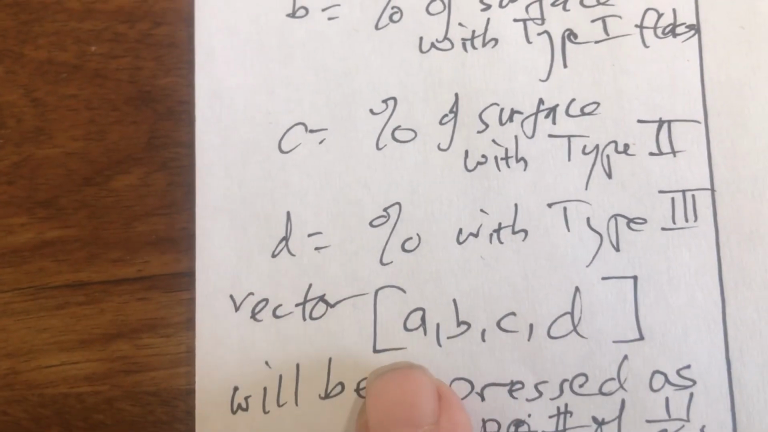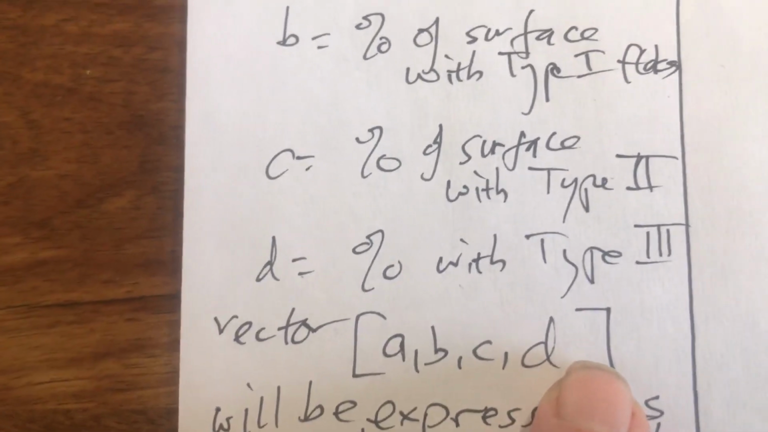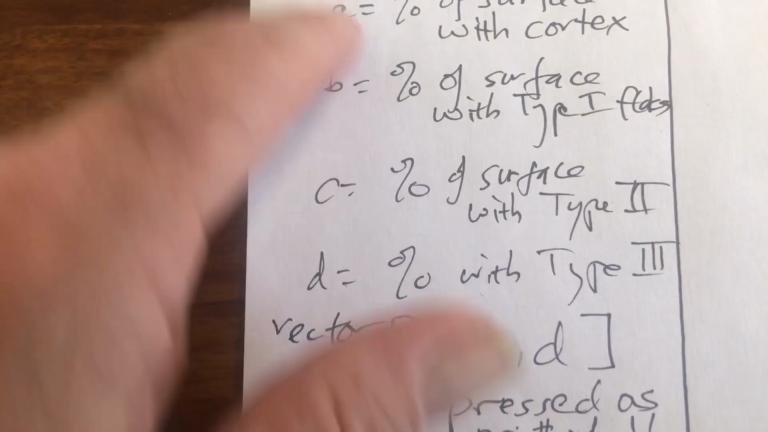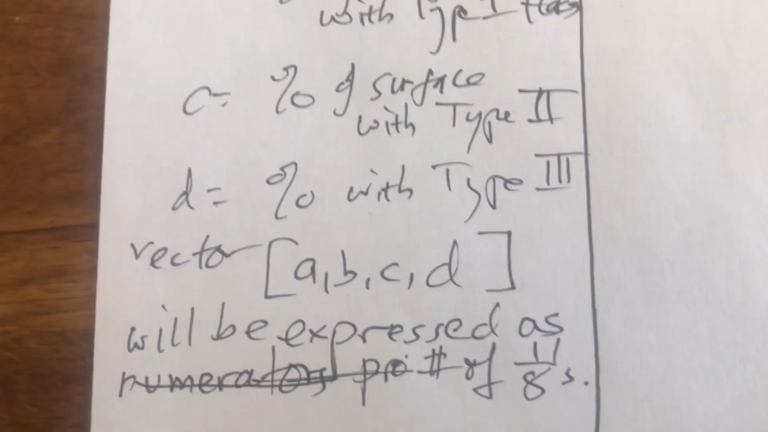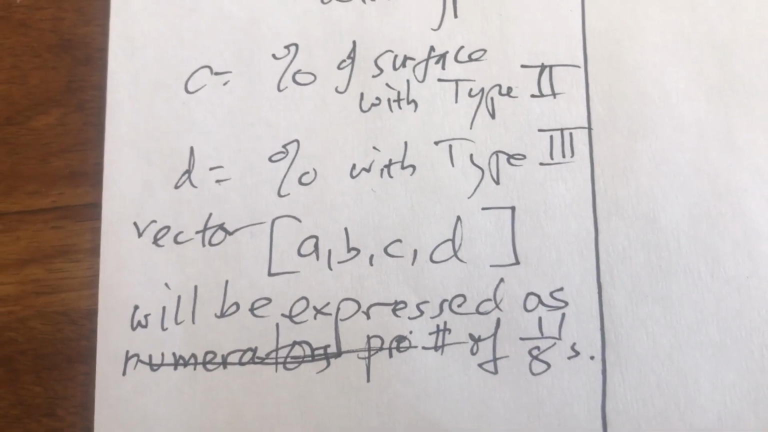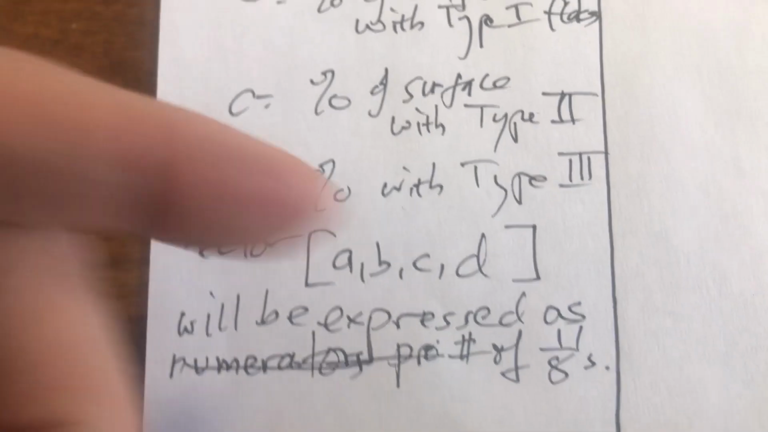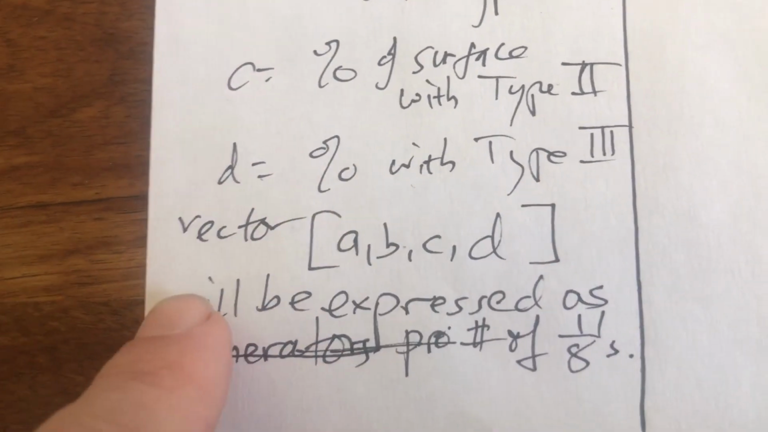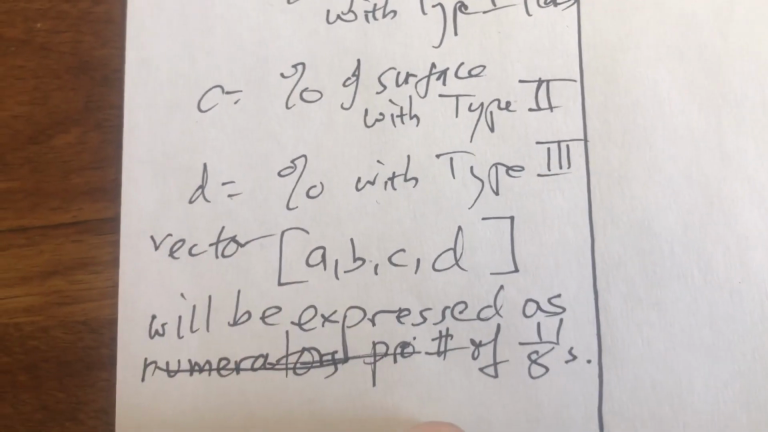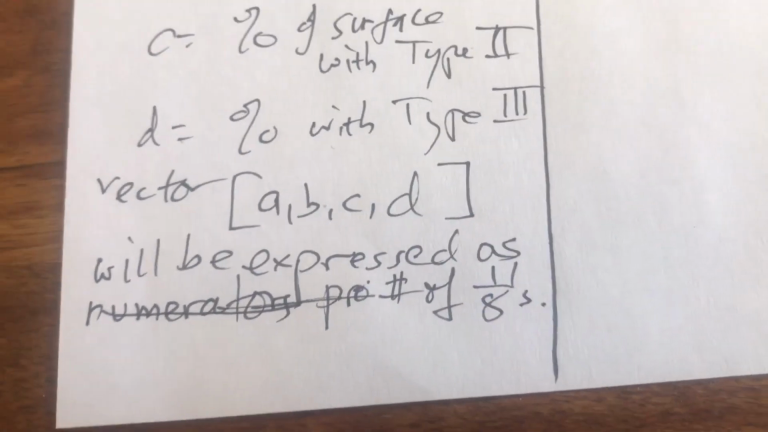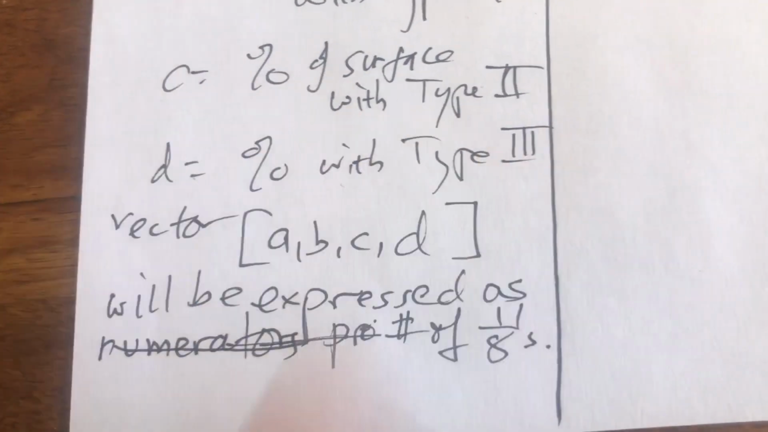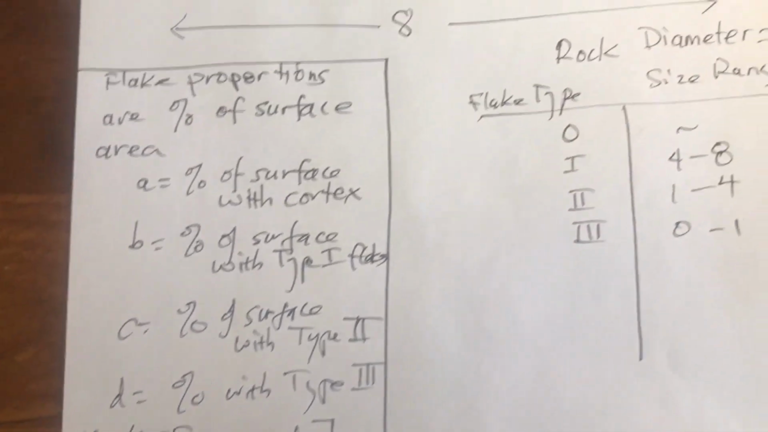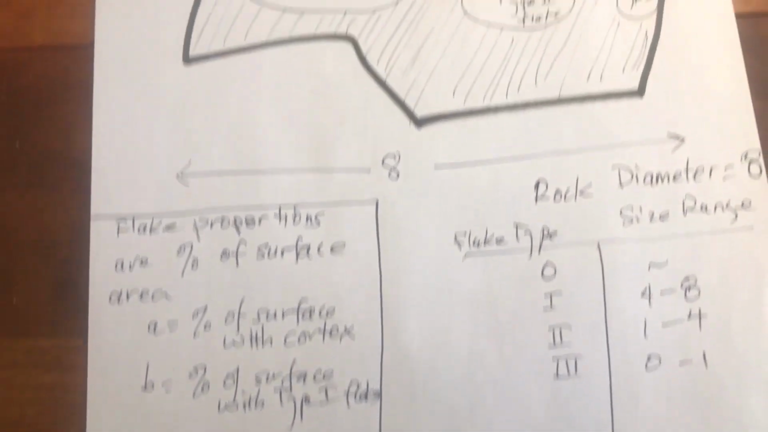And then we have a vector which describes the flake proportions. Those numbers add up to 1, because all the different types of surface have to be represented, and each one is the percentage that is it. So those are exhaustive types. And if you want to express that vector of proportions in terms of numerators over 8, then you just use counting numbers here, or those plus fractions. And that's how you measure the flake proportions of the stone tool.